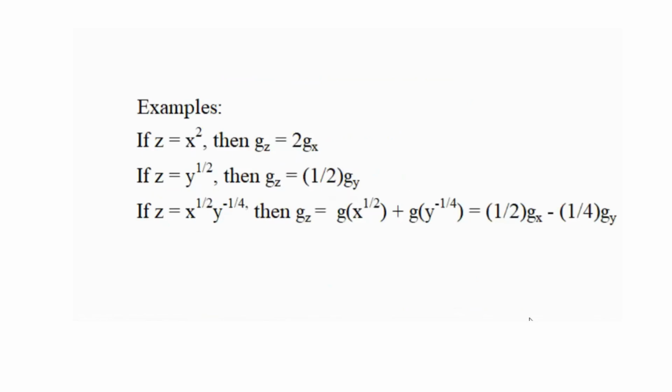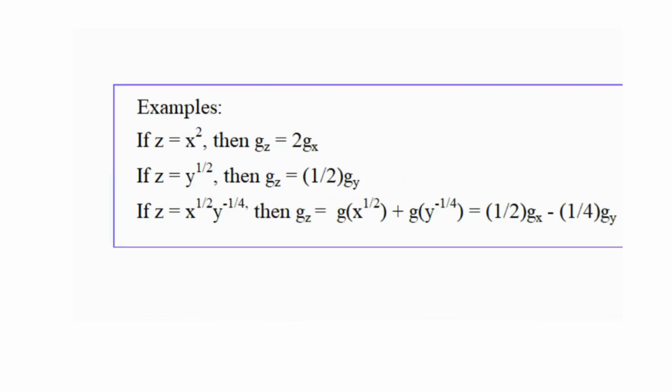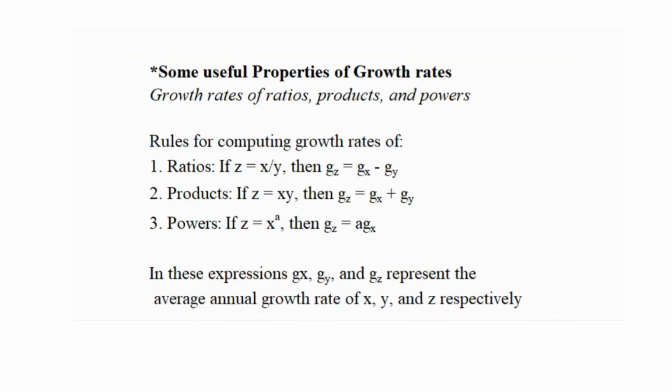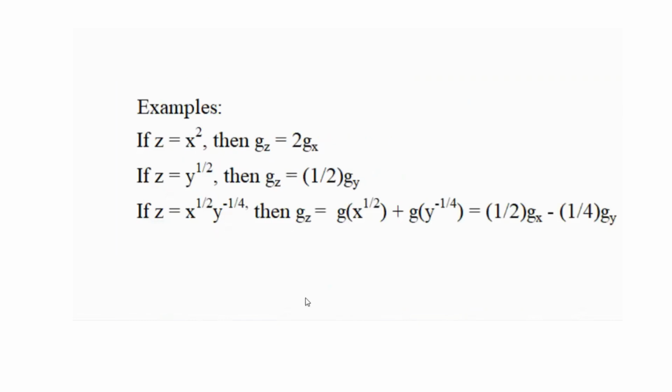In this example, in the first one, z is given as a power of x. So we'll apply the growth rate for powers, which we just looked at over here in 3. So here we know the growth rate of z would just be 2 times the growth rate of x. Similarly, we can apply the growth rate of power in part 2, where z is y to the power 1/2, then growth rate of z is 1/2 times growth rate of y.